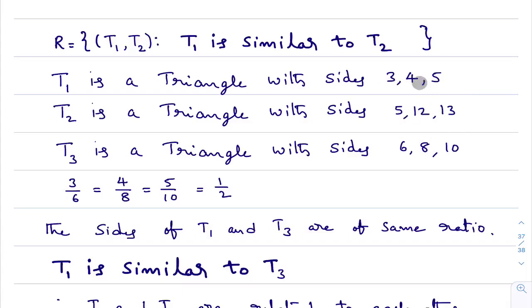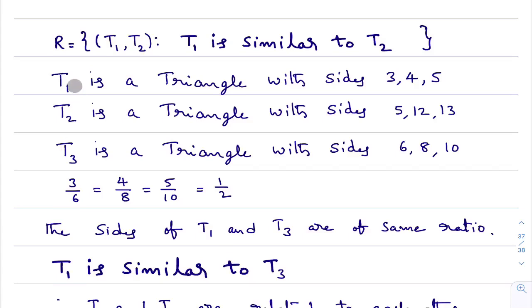3, 5, 4, 12 are not proportional. 3, 6, 4, 8, 5, 10 are proportional. To check that, you just take 3 by 6, 4 by 8, 5 by 10. You can see 3 by 6 is 1 by 2, 4 by 8 is also 1 by 2, 5 by 10 is also 1 by 2. That means these two triangles are similar because their sides are proportional. Therefore, the sides of triangles T1 and T3 are in the same ratio, so T1 is similar to T3.